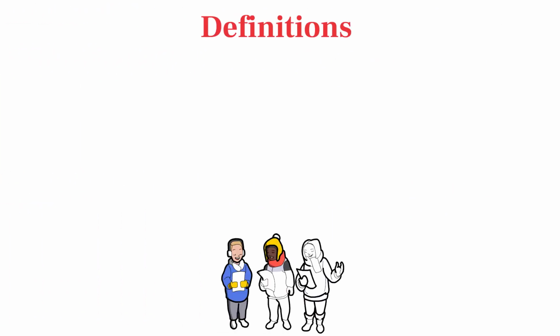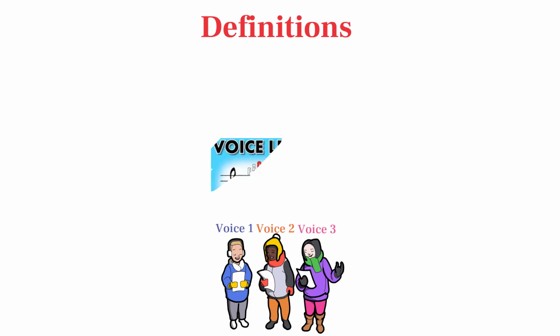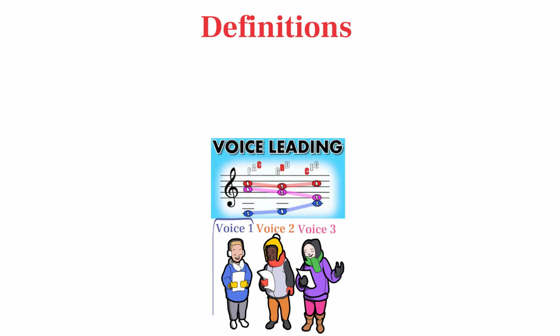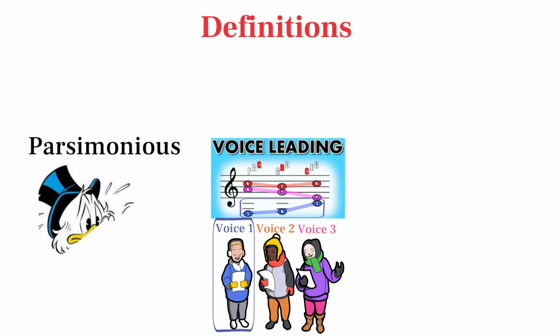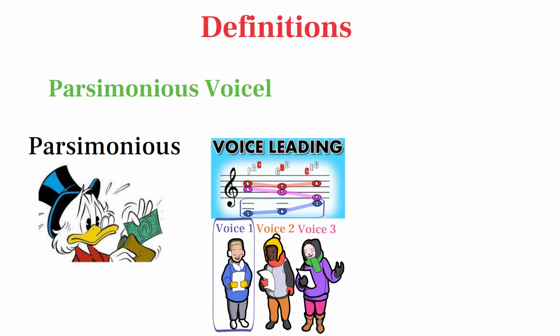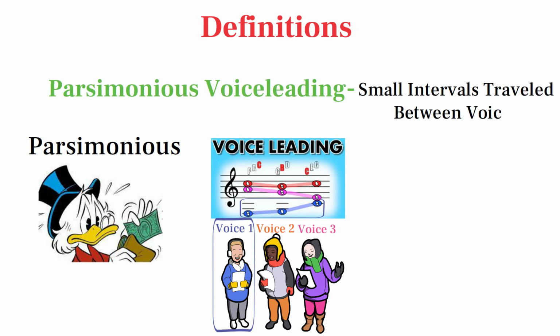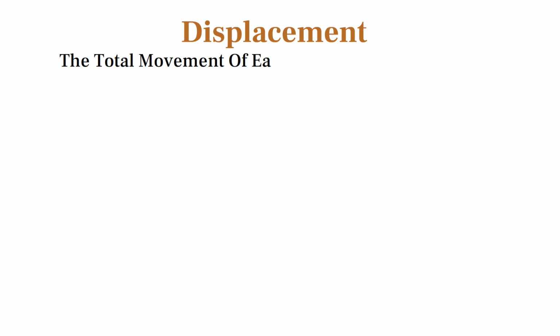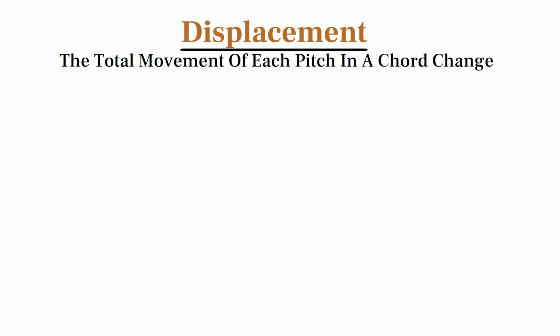We can think of the idea of an individual voice in a chord as literal separate singers, and voice leading as the way chords change from the perspective of each individual voice. Parsimonious conventionally means not wanting to give much, therefore parsimonious voice leading means that each voice is moving a short distance. To determine how parsimonious a chord change is, we simply calculate the total movement of each pitch in the chord change, which we will call displacement.